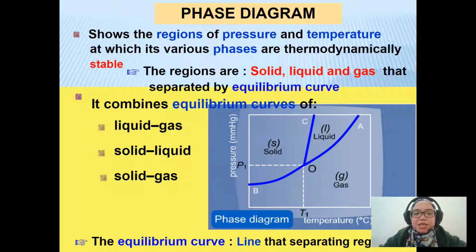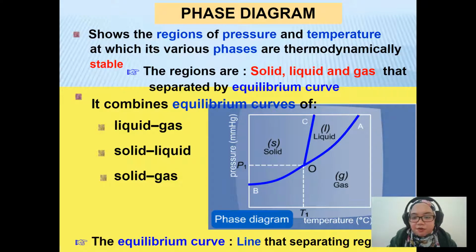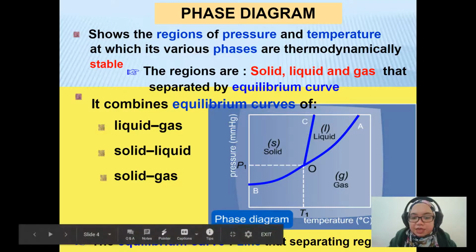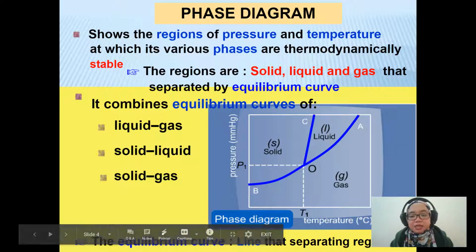Now what is a phase diagram? A phase diagram shows the region of pressure and temperature at which its various phases are thermodynamically stable. So dalam phase diagram, there are regions, equilibrium lines, and points. Untuk region, the regions are solid, liquid, and gas. And then there are the equilibrium curves or lines. Line C here is the solid-liquid equilibrium line, line A here is the liquid-gas equilibrium line, and line B is the solid-gas equilibrium line. The equilibrium curve or line is the line that's separating the regions.